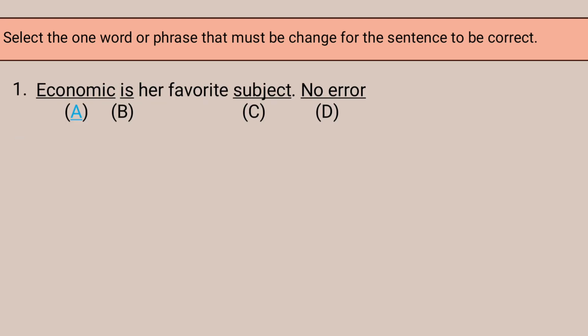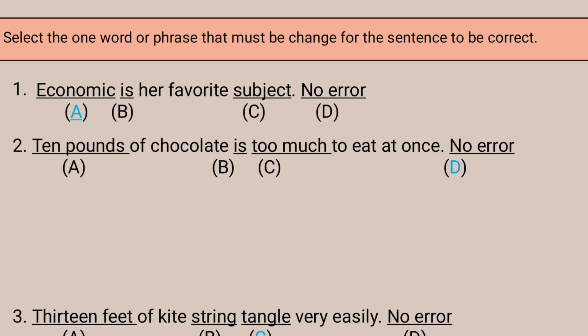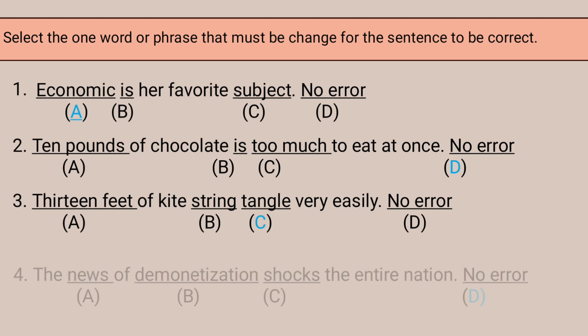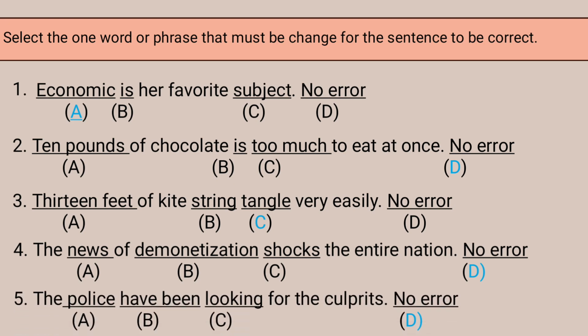Here is the correct answer. Economics is your favorite subject. The correct answer is A, which is economic. You should put economics. Next, 10 pounds of chocolate is too much to eat at once. This sentence has no error. This is a correct sentence. Now, 13 feet of kite string tangled very easily. The sentence is right, no error. Next is, the police has been looking for the culprit. This sentence is also correct.